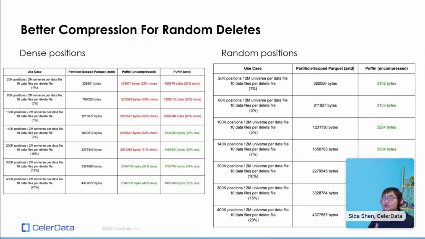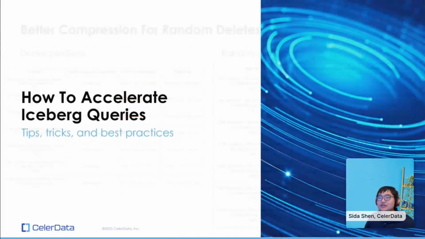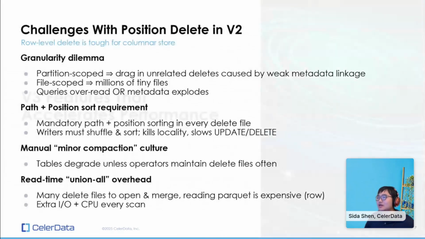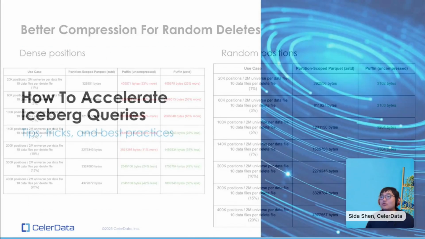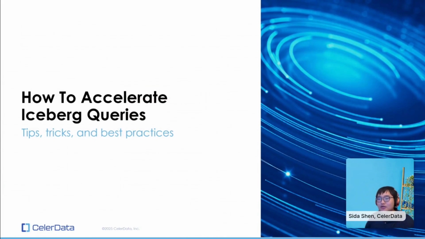And there's better compression for random deletes. Rolling bitmap is really good if your deletes are sparse, all over the place. When the deletions are dense, there's not much difference, but when they're random, you can see a big difference between the two. So this is the one feature that is really going to accelerate your query performance. If you want to learn more, we're going to send the link to the design doc later.